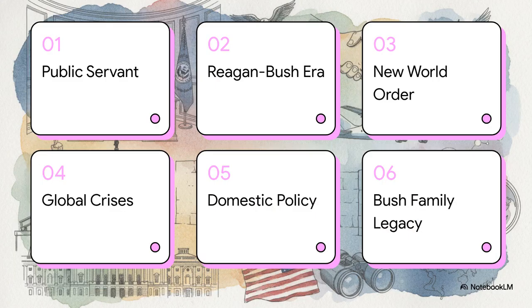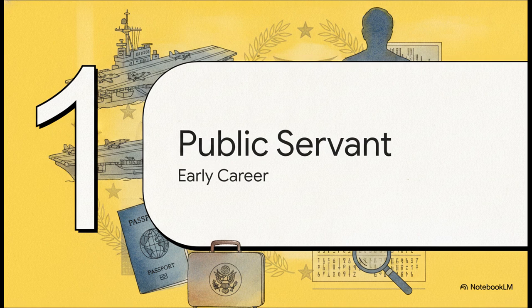So here is our roadmap for today. We're going to cover: 1, his early career as the ultimate public servant; 2, the Reagan-Bush era; 3, his vision of a new world order; 4, navigating global crises; 5, economics and domestic policy; and finally 6, the Bush family legacy.